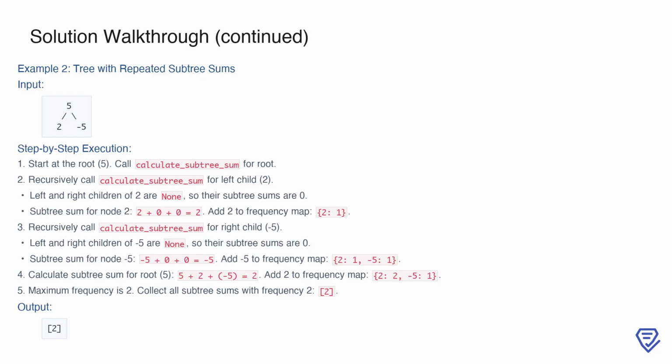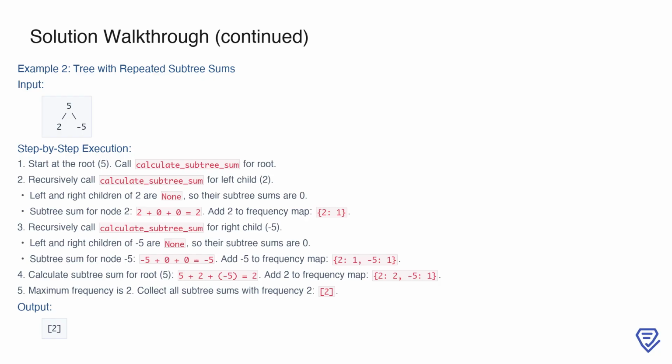Starting with the left child, 2, it has no children, so its subtree sum is 2 plus 0, which equals 2. We add this to the frequency map, giving us 2, 1. For the right child, -5, the calculation is similar, -5 plus 0 equals -5, and the frequency map becomes 2, 1, -5, 1. Now, for the root node 5, its subtree sum is 5 plus the left subtree sum of 2, plus the right subtree sum of -5.